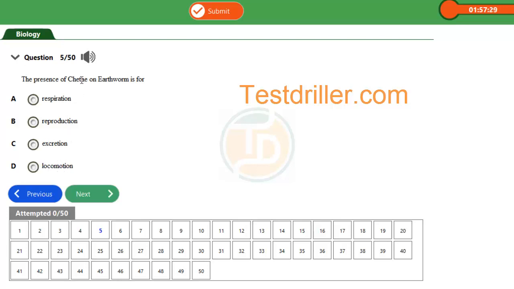The question is asking us something about locomotion. And locomotion in earthworm is by the means of chitin. As a result of this explanation, the correct option is D.